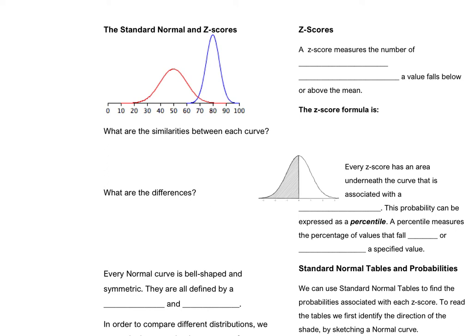So now we're going to discuss what we call the standard normal and z-scores. The particular reason we need the standard normal is because we've just seen that the problem with normal curves is that they all have the exact same shape, and what makes them different are their standard deviations and means. So it becomes really hard to compare things with different standard deviations and different means.